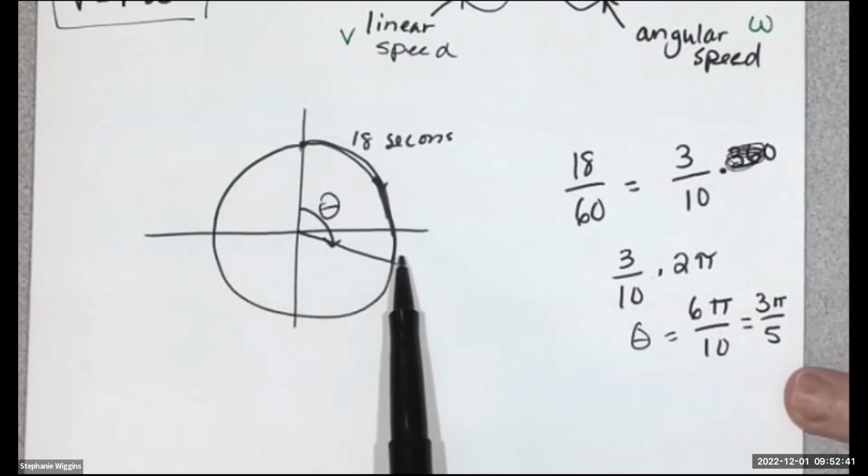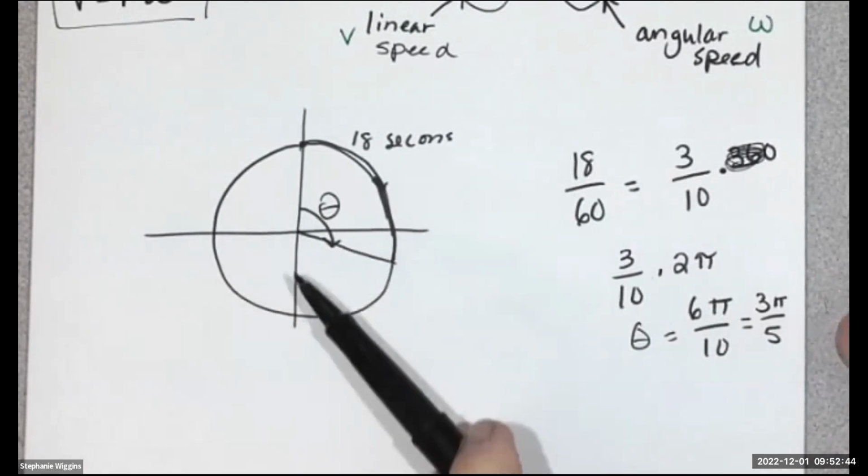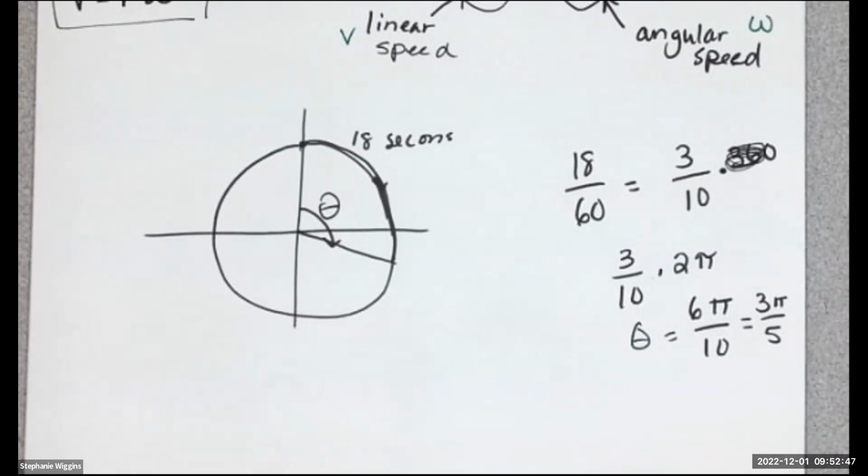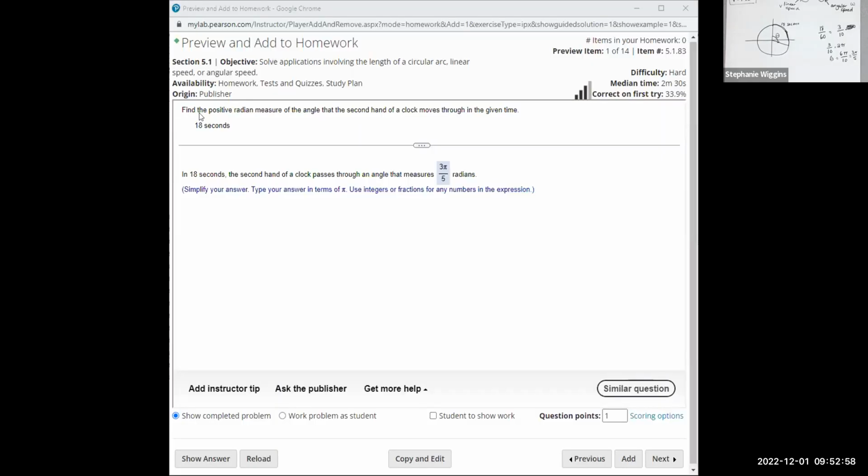Now, the way I've drawn it, I drew it according to a clock, but I don't think they want the negative angle. They just want the absolute value of the angle. So let me look at their problem again. It says find the positive radian measure, because a clock goes in the negative direction, right? But they wanted the positive. And so you can see it's 3 pi over 5. This is probably the most difficult type of situation that you're going to run into as far as these problems. They're not really hard problems, pretty basic.